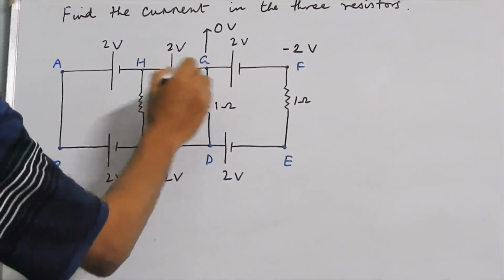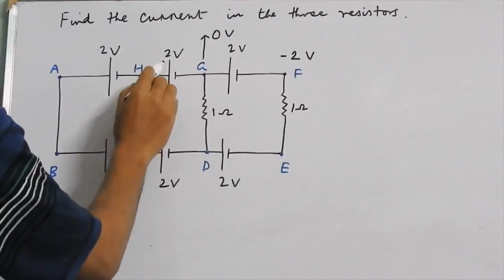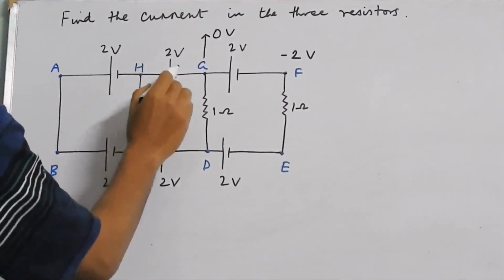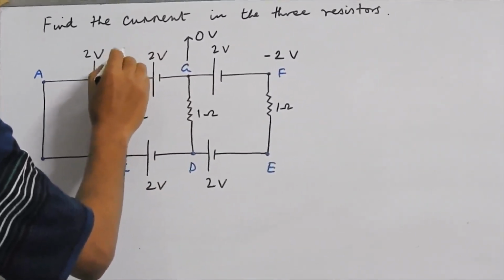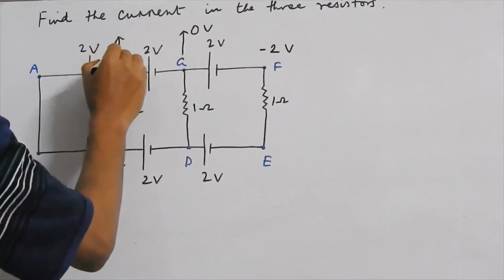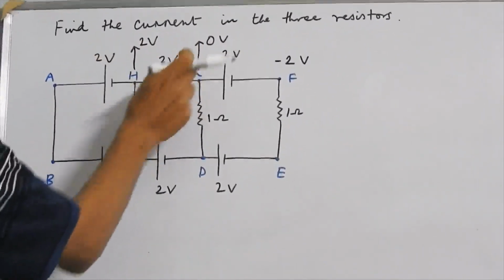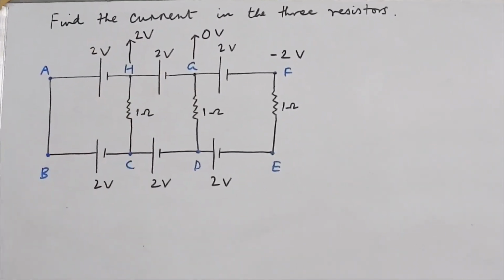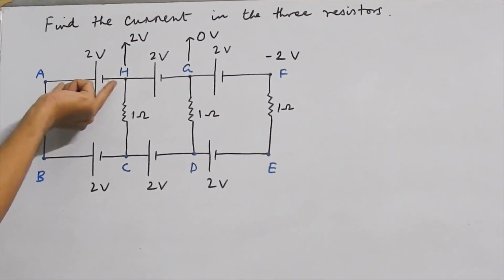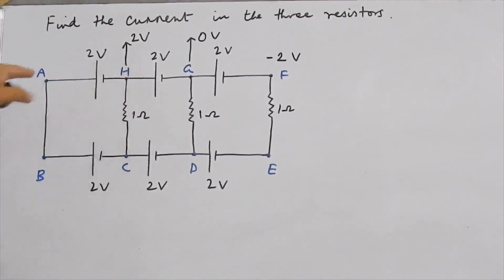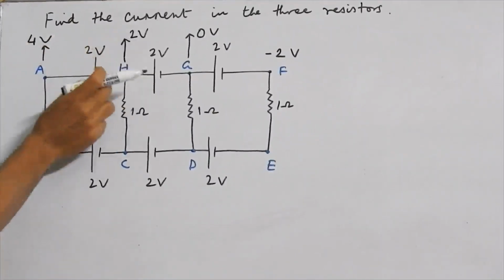With respect to G and H, a single battery is connected of 2 volt. So this is plus terminal, that is, it is at higher potential and this is at lower potential. So this must be at 2 volt. The junction H should be at 2 volt. So that 2 volt minus 0 volt is 2 volt. Similar is with respect to AH. This is 2 volt potential difference. A is at higher potential, H is at lower potential. So this must be at 4 volt. Because 4 volt minus 2 volt is 2 volt.